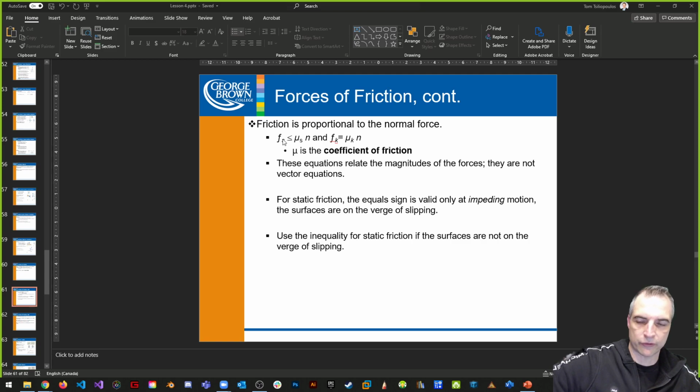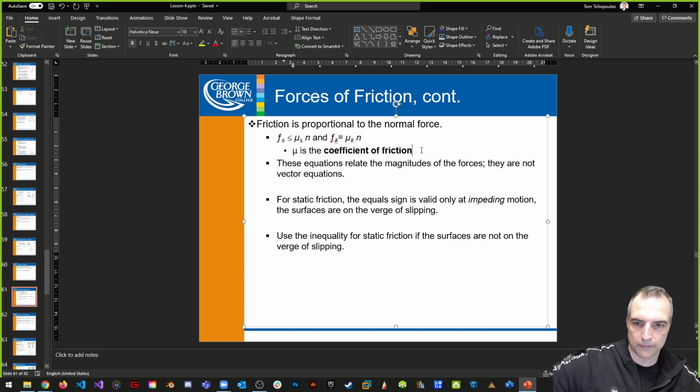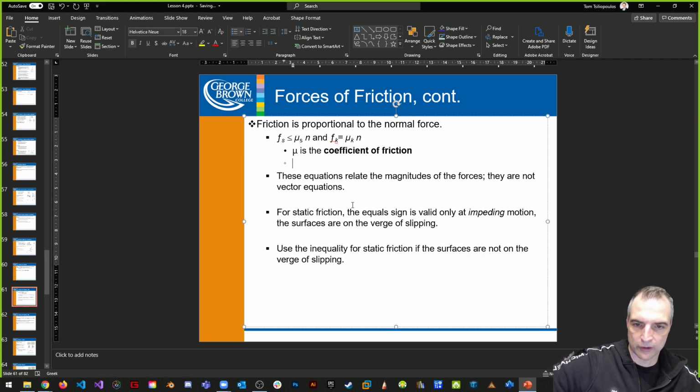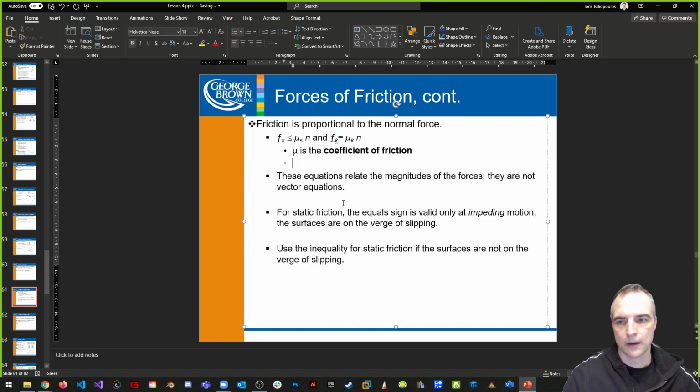This is the static force of friction. The static force of friction is less than or equal to the coefficient of static friction times the normal force, okay? And the force of kinetic friction is equal to the coefficient of kinetic friction times the normal force. That's what this means, okay? I'm just going to push this down here a little bit. So this equation relates to the magnitude of forces. They are not vector equations, okay?